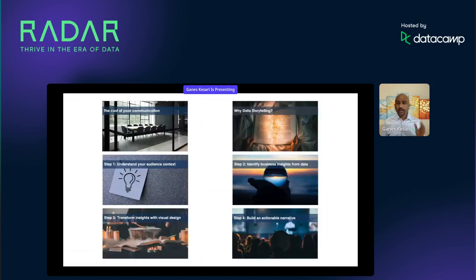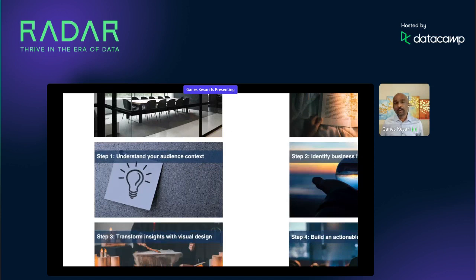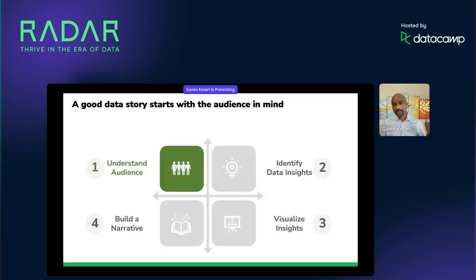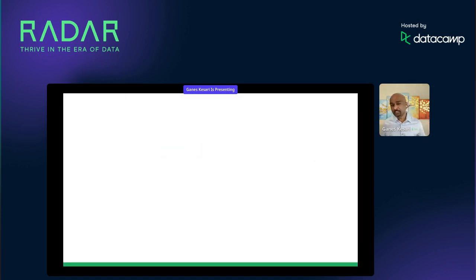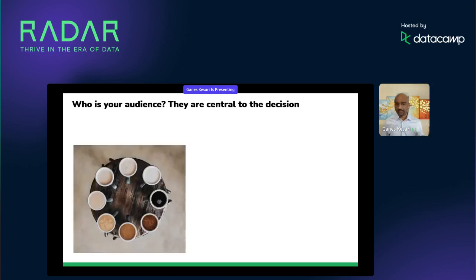Stories. Let's look at how each of you can create data stories with the 4 steps. Step 1, understand your audience and understand the business context you're trying to address. The audience is central to your decision. By the way, different people want different things from the very same data.